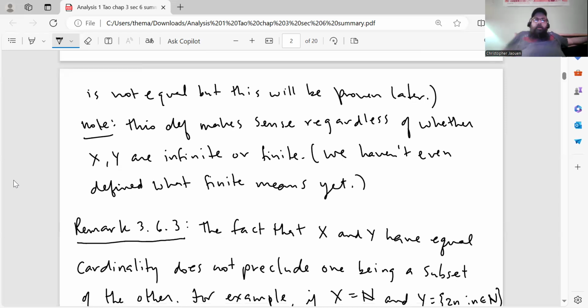Okay, another note here. This definition makes sense regardless of whether X, Y are infinite or finite. I just mentioned this actually up above. We haven't even defined what finite means yet, but we will.